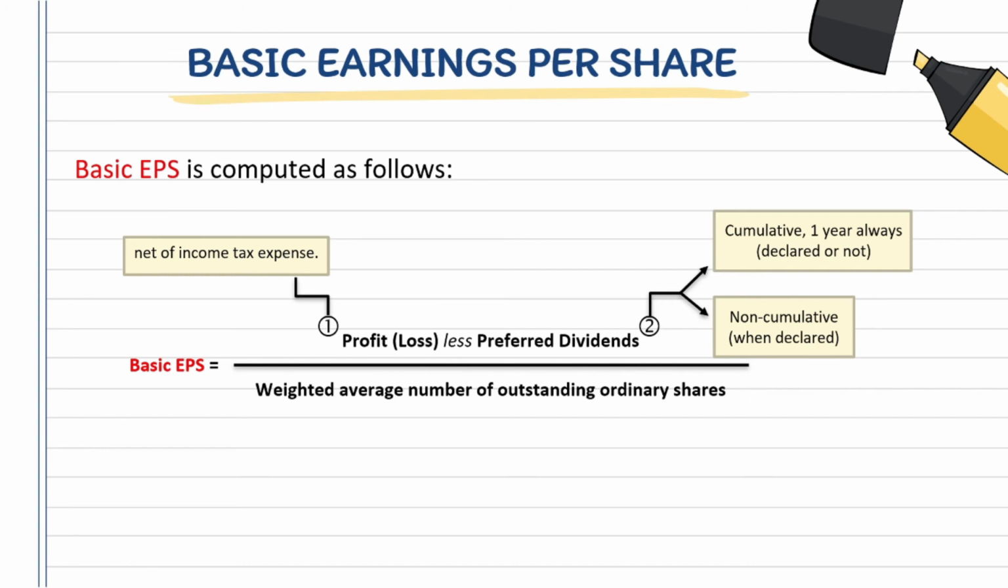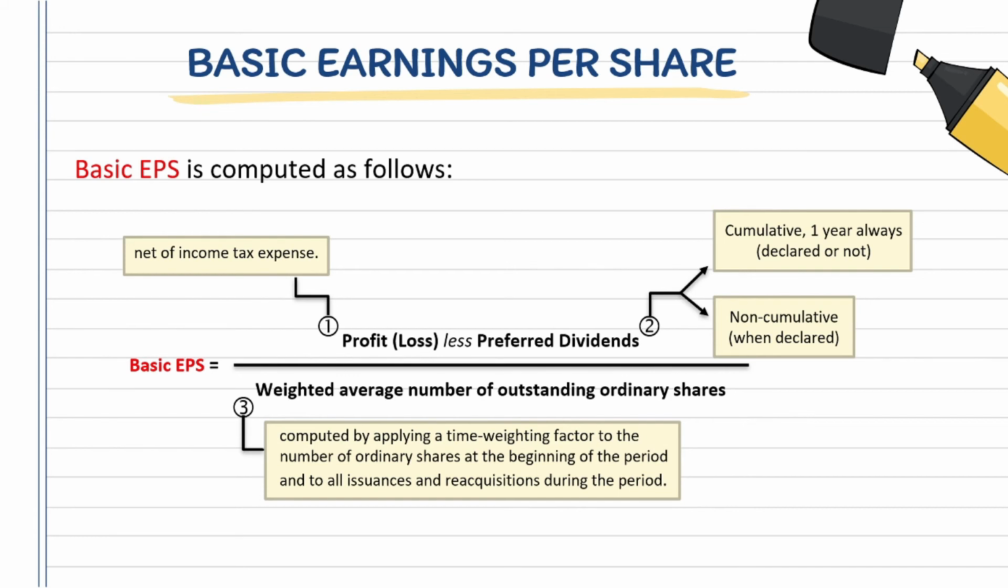Next is the weighted average number of outstanding ordinary shares. This is computed by applying a time weighting factor to the number of ordinary shares at the beginning of the period and to all issuances and acquisitions during the period.